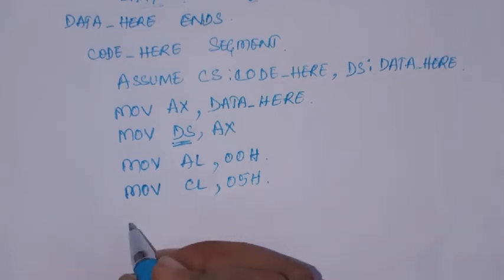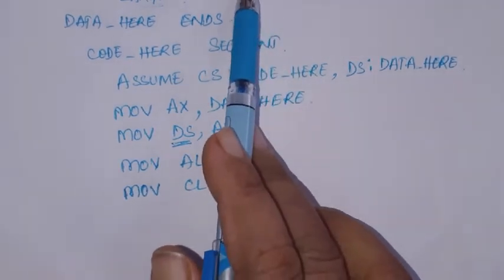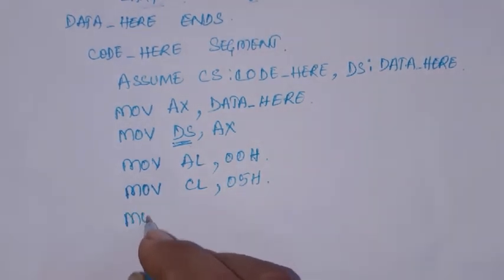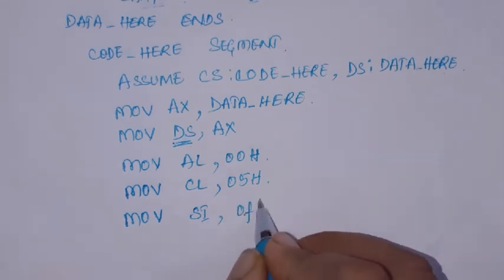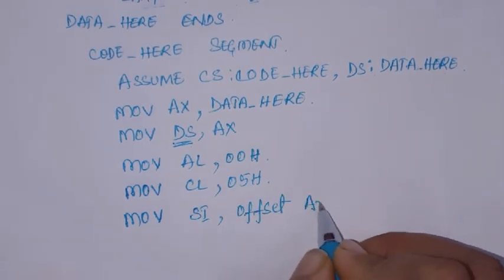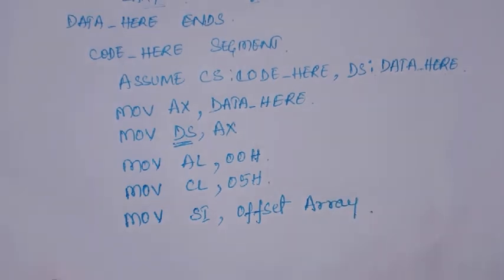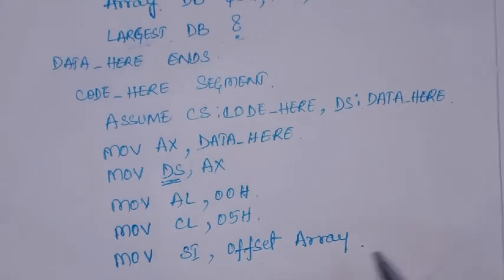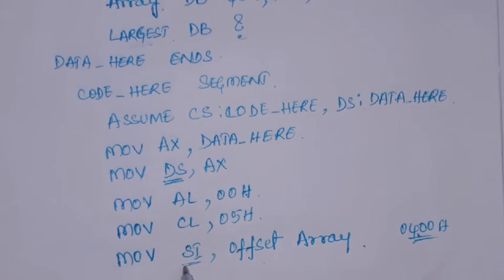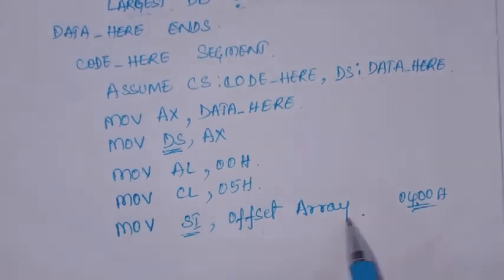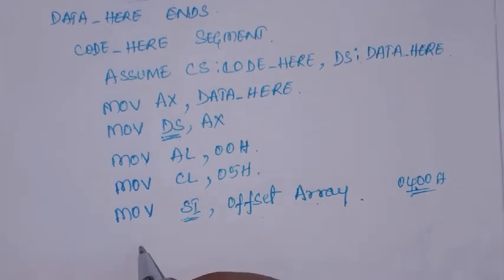Then we need to point to this array with a register. So move SI with what is the address? Offset of the array which we have declared. So this is the array. Offset of means, if suppose the array is at location 0400H offset address in the memory, then this address will be loaded to the SI register with this instruction. Offset of array is loaded to SI register.